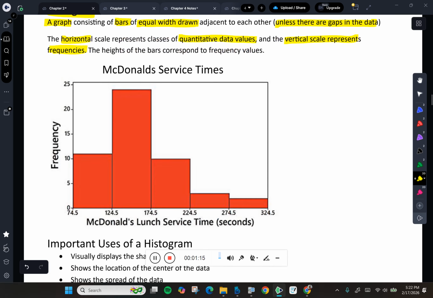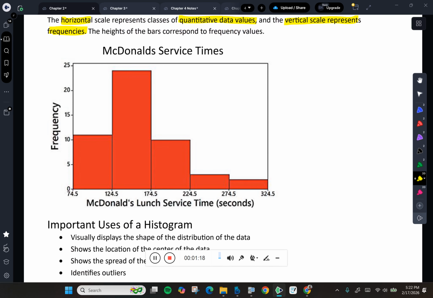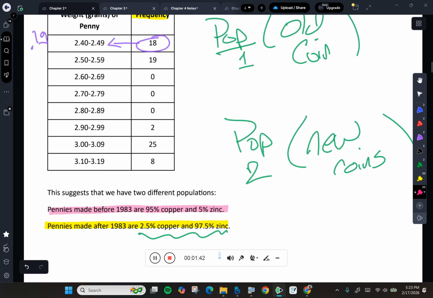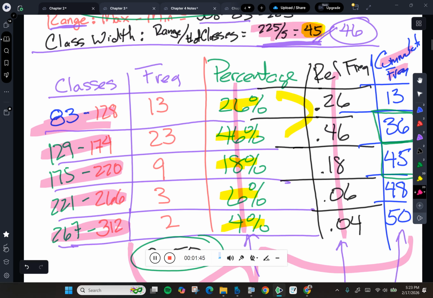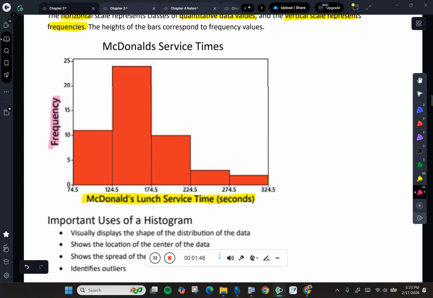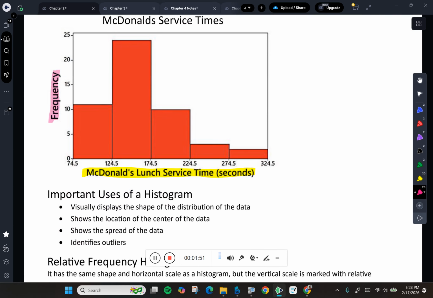So if we were to take that information from McDonald's service times and turn that into a frequency histogram, it would look like this one in red right here. Across the horizontal, we have the service time measured in seconds. Up the vertical, we have the frequency, and the bars are representing those frequencies. So back up here, when we looked at that a long time ago, it was 13, 23, 9, 3, and 2. Those are our frequencies here. So the bar heights represent those frequencies.